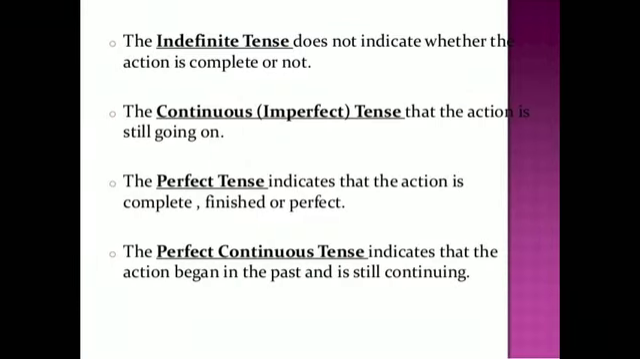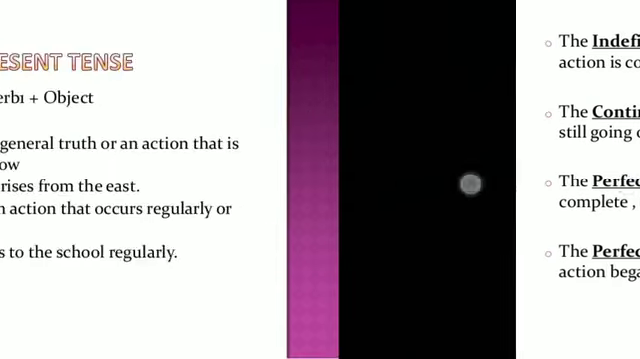So students, the indefinite tense does not indicate whether the action is complete or not. The continuous or imperfect tense states that the action is still going on. The perfect tense indicates that the action is complete, finished, or perfect. The perfect continuous tense indicates that the action began in the past and is still continuing.